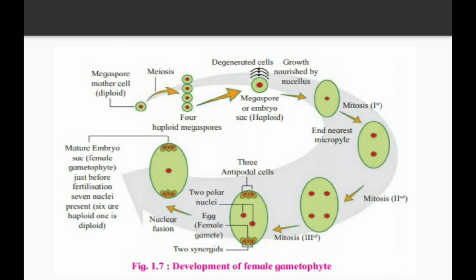That mature embryo sac, or female gametophyte, just before fertilization, has 7 nuclei. Okay. And how many cells are there? There are 6 cells and 7 nucleated cell. So let's see the description of this.